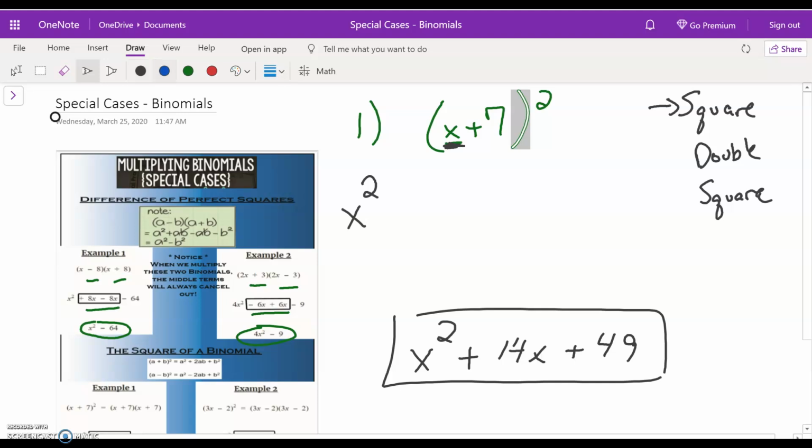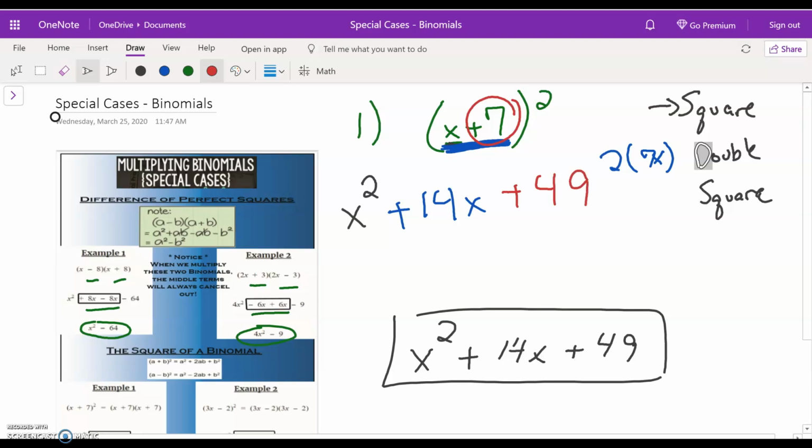And then for the double part, take whatever we have inside the binomial, and we're going to multiply those together. So 7 times x, and we're going to get a 7x. And then it says just double that. So if we double 7x, we're going to end up with our 14x. And then lastly, it has us taking our last term here, this 7, and it says square 7. So if I square 7, I'm going to end up with 49 as my final solution. Okay, so that would be square double square.